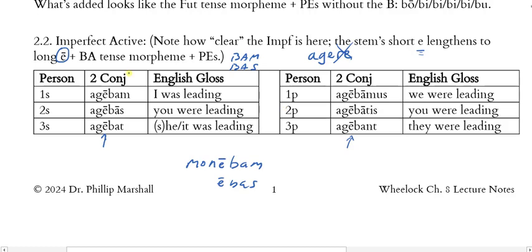The other thing to notice, of course, is that with bam, bas, bat, bamus, batis, bant, I expect a long a in all forms unless it shortens due to my ant and trim rule. Remember, ant and trim. So before the m, which is a trim consonant, and the t, which is a trim consonant, and then the nt over here, which is the ant consonants, that a shortens.